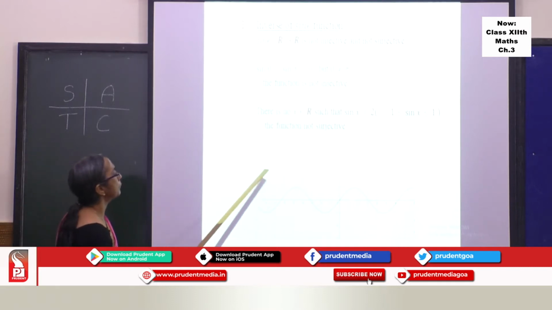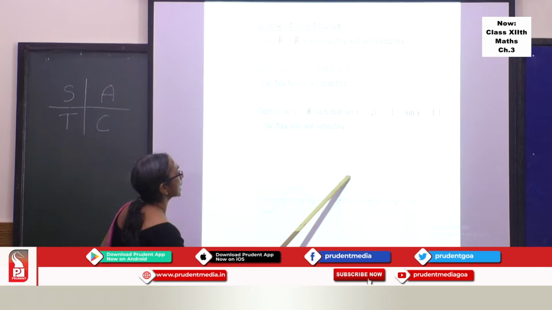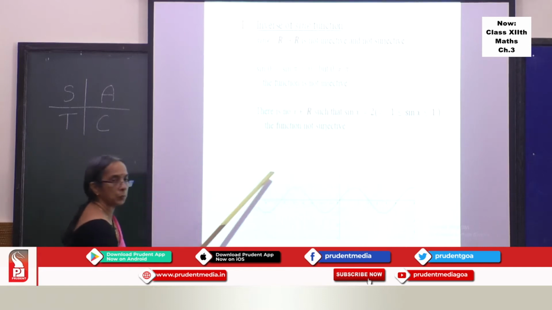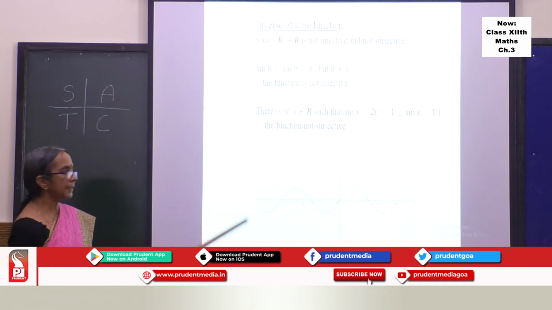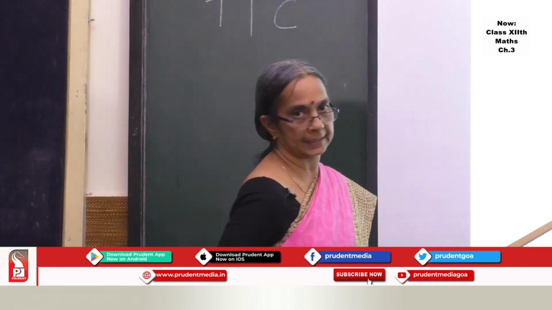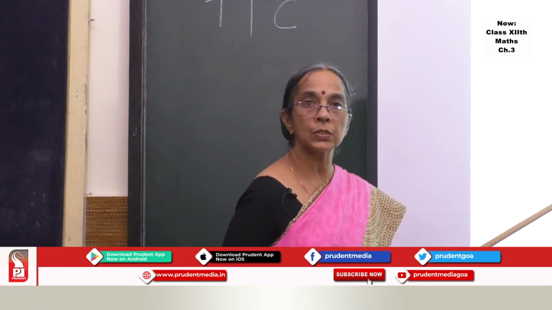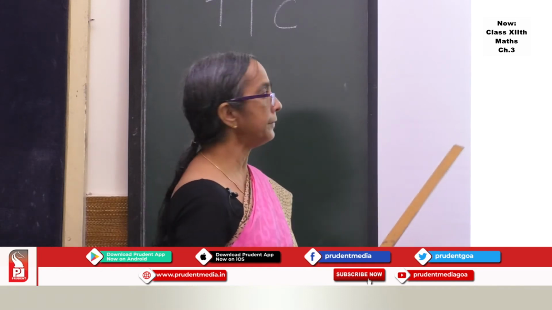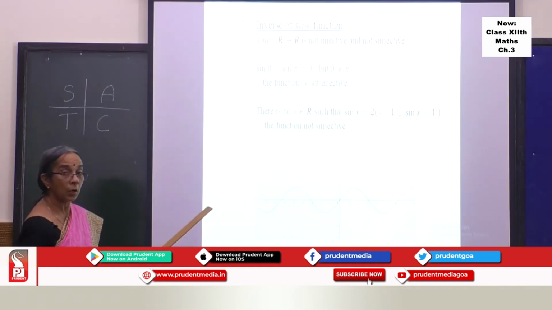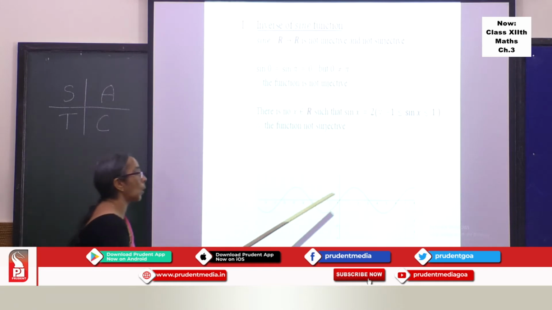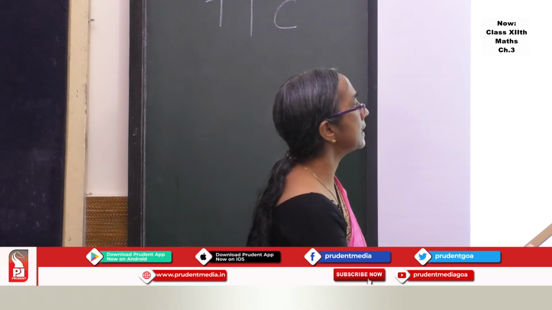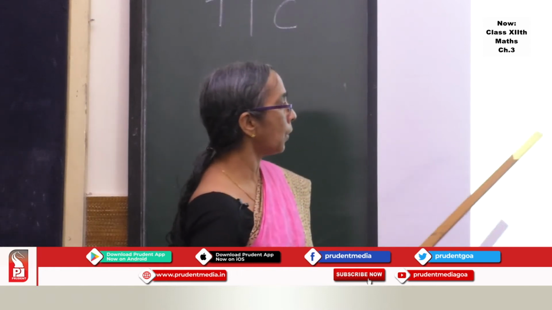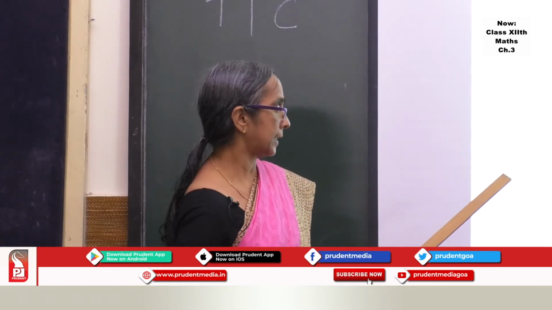And similarly, if you draw a line parallel to x-axis passing through 0, 2, it does not touch the graph. That means 2 does not have a pre-image. Therefore, it is not an injective function, not a surjective function, not an onto function.